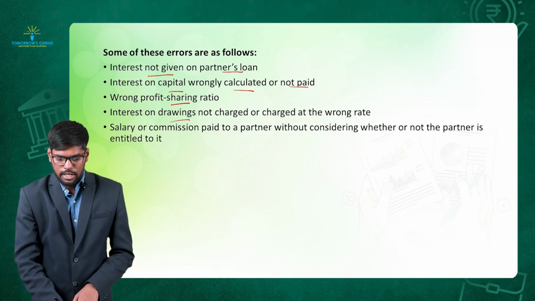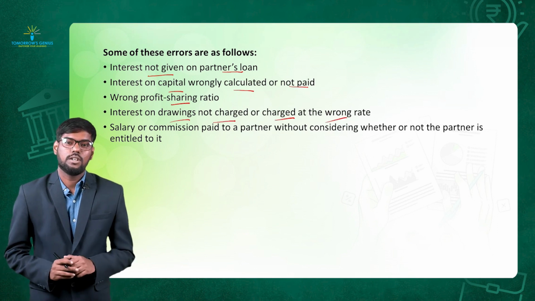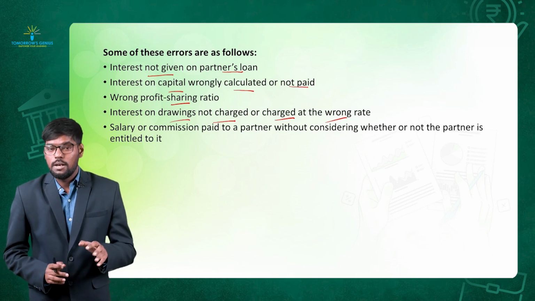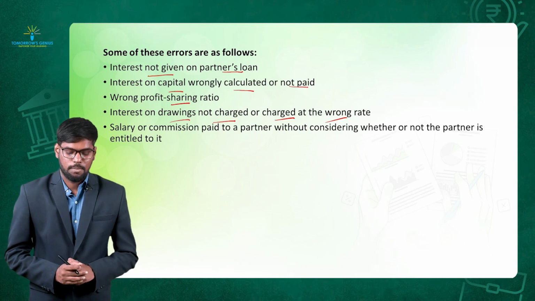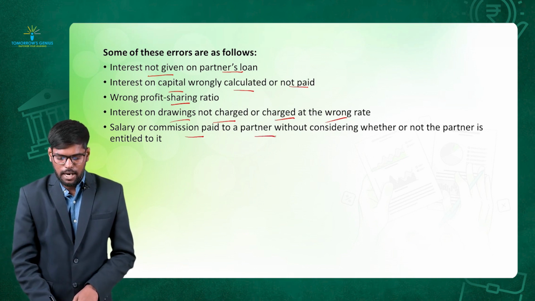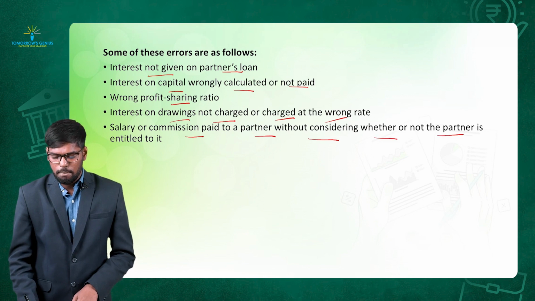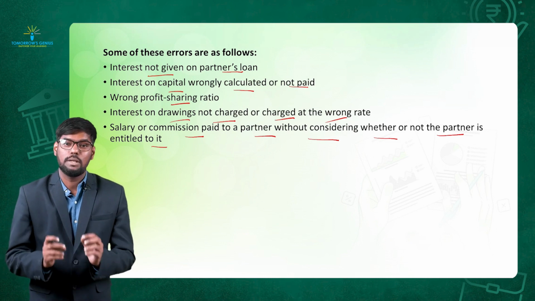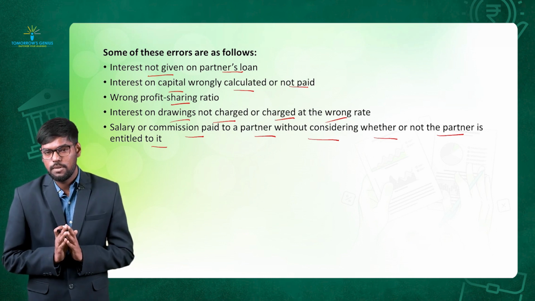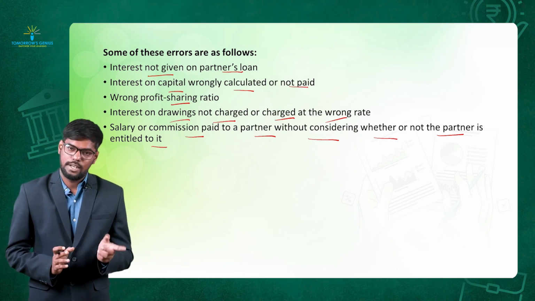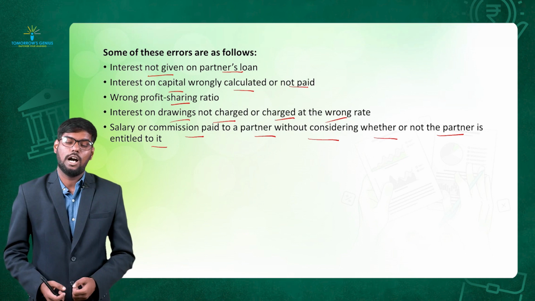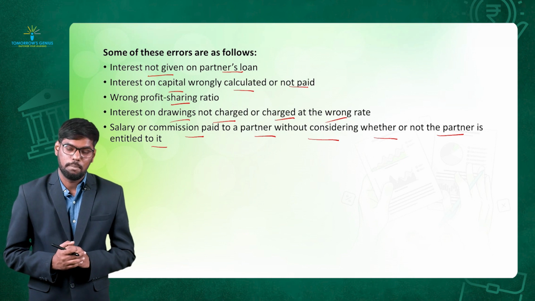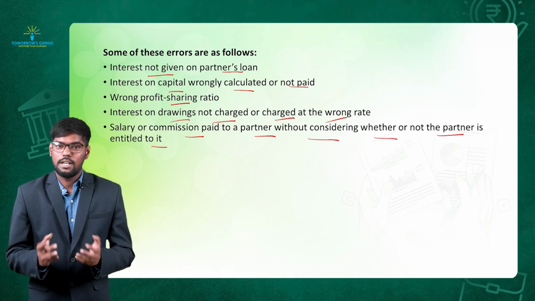Then, interest on drawing not charged or charged at a wrong rate. You forgot to write down interest on drawing in last year's financial statements, or you wrote it with the wrong amount or wrong interest rate. Then, salary or commission paid to the partner without considering whether or not the partner is entitled to it. In order to pay salary and commission, there has to be a provision in the partnership deed. If the partnership deed is allowing you to pay salary and commission, then only you can pay. But suppose the accountant pays and records in the books of accounts the payment of salary and commission to any partner, then that is nothing but an error done by you.